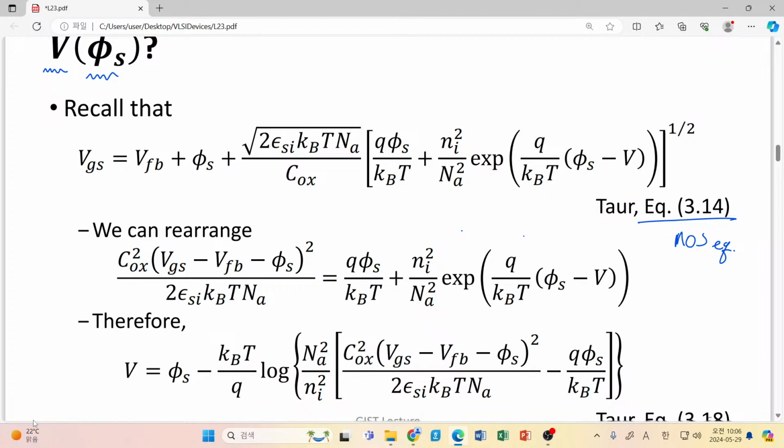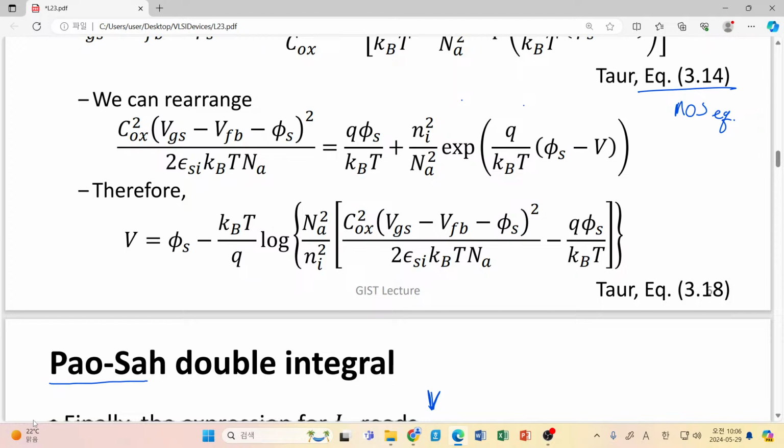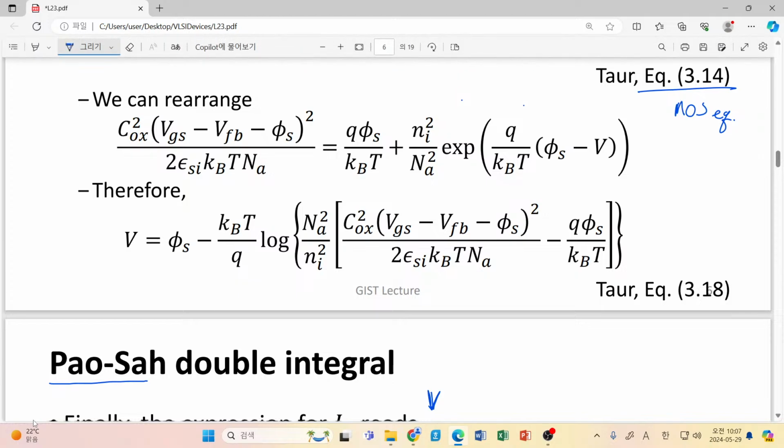Of course, we have treated this equation as an equation for phi s. That was our interpretation about this equation. When we have certain given values, then we can calculate phi s. When v is given, then we can calculate phi s. But how about the reverse relation? When we have phi s, can we calculate v? The result is shown here. So there is no other approximation. We just make a simple manipulation.